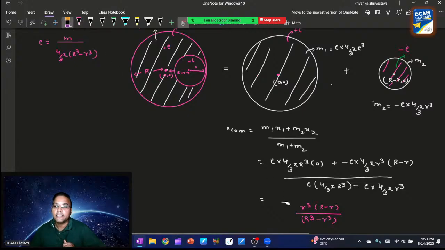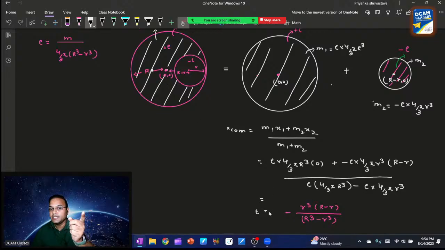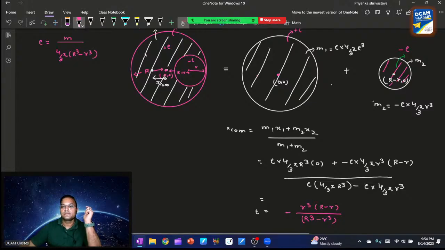But the sign is negative. What is the meaning of this? The center of mass of this system lies somewhere here, to the left, at a distance of this. If I say this is T, X center of mass will be lying somewhere here, negative, at this point. Understood? Yes.